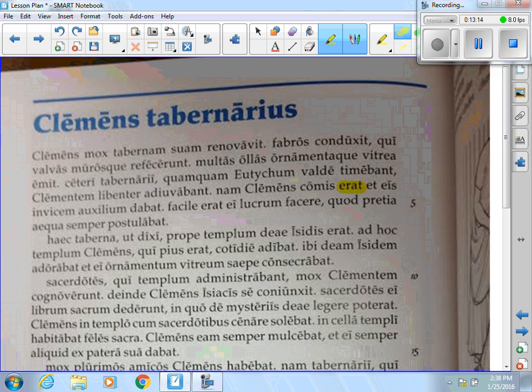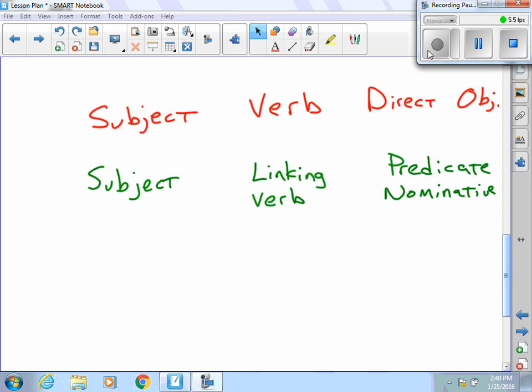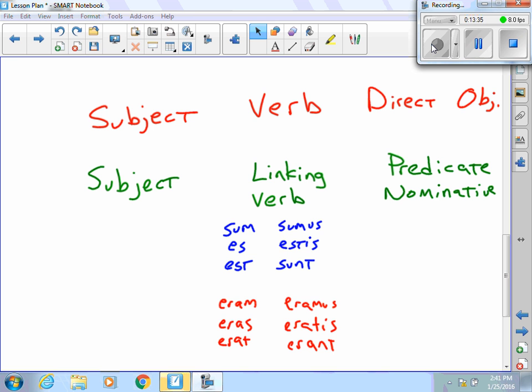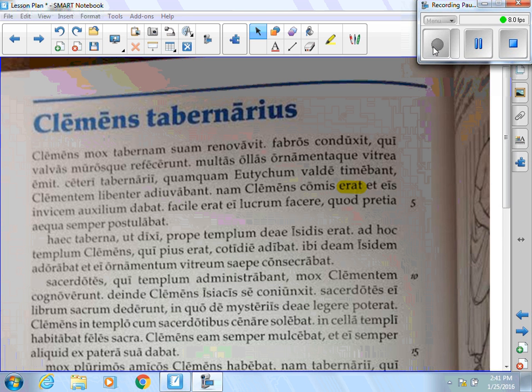So how does this work out? Well, let's look at it. For linking verbs, you're not going to have subject, verb, direct object. You're going to have subject, linking verb, and then a predicate nominative. That means that you're going to have a nominative, then a linking verb, then another nominative. That's how linking verbs work. Here are the linking verbs that are most common: sum, es, est, sumus, estis, sunt, eram, eras, erat. In this sentence, we have erat, which means was. So Clemens nominative, linking verb erat, comus nominative: Clemens was friendly.